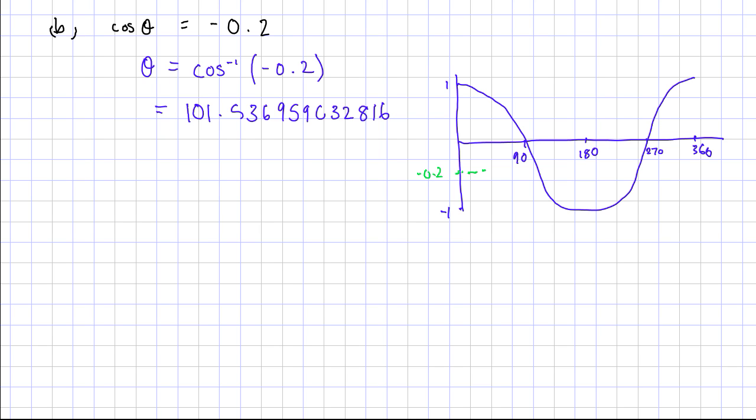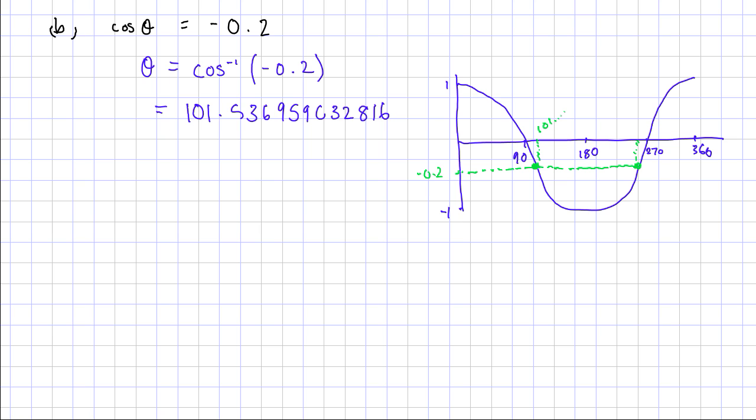Okay, and this is the value that I got. Now remember, for the cos graph, the principal value is from 0 to 180. So from 0 to 180, it will give you a value between there. And if I go up, that is 101.18. And I can see that the other value is going to be here. So the other value that will also give me minus 0.2 for cos is here.